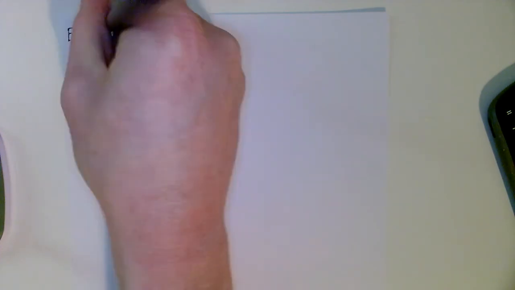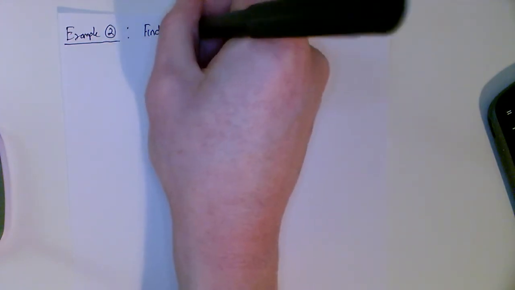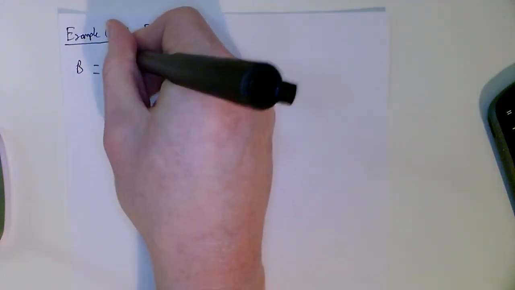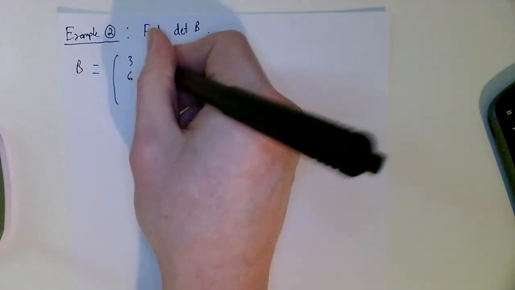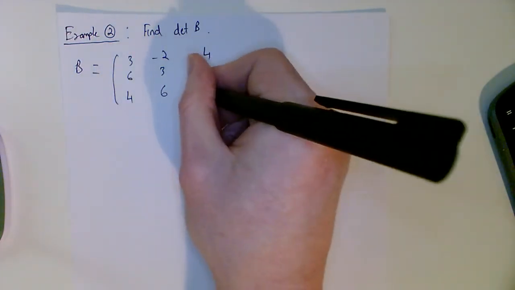Right, next. Example 2. So find the determinant of B. So B equals 3, negative 2, negative 4, 6, 3, 9, 4, 6, negative 2.